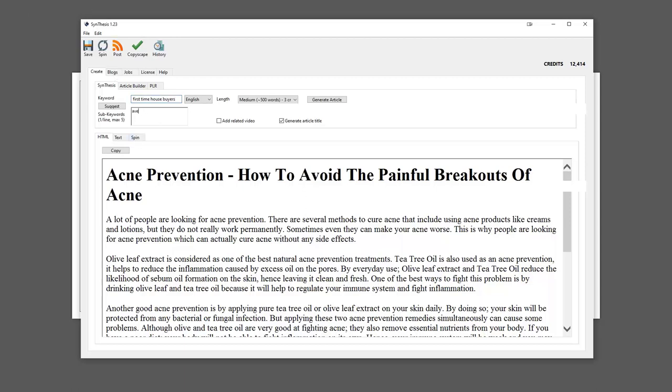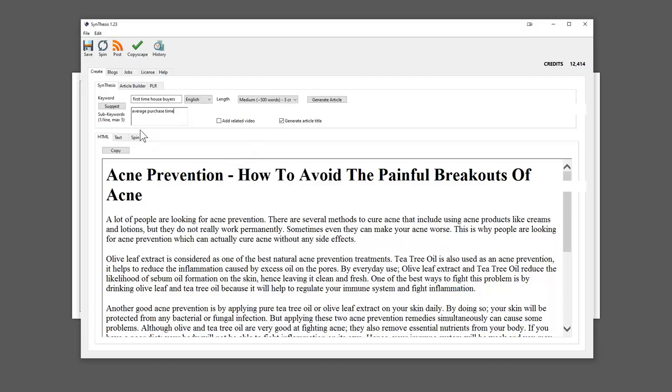Average purchase time. So what it's going to do now is give me a topic article to do with first-time house buyers or home buyers. We could use either of those terms. And it's going to try and find content related to the sub-keyword average purchase time. I'm actually going to run this and see what we get because I don't know.